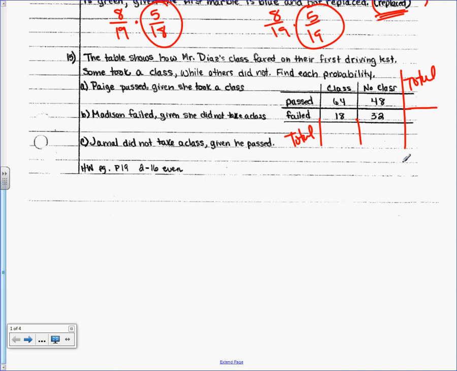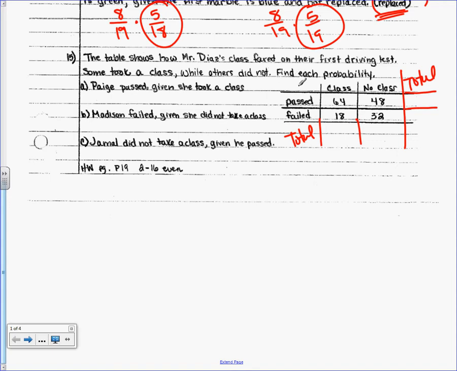Like this. So I want a total horizontally. Let's probably read the question first. The table shows how Mr. Diaz's class fared on their first driving test. Some took a class while others did not. Find each probability. When they say took a class, like they took a driver's ed class kind of a thing.